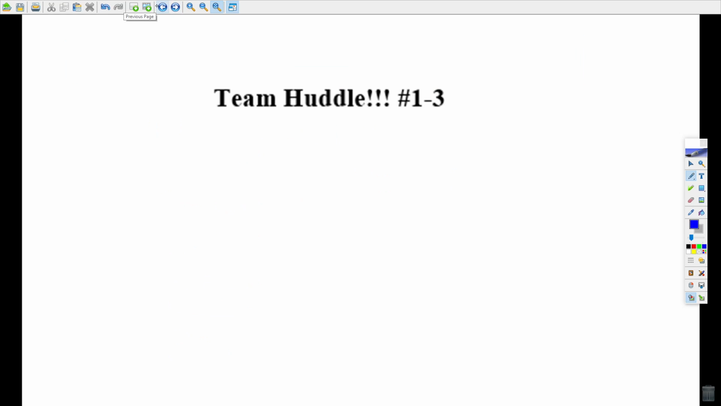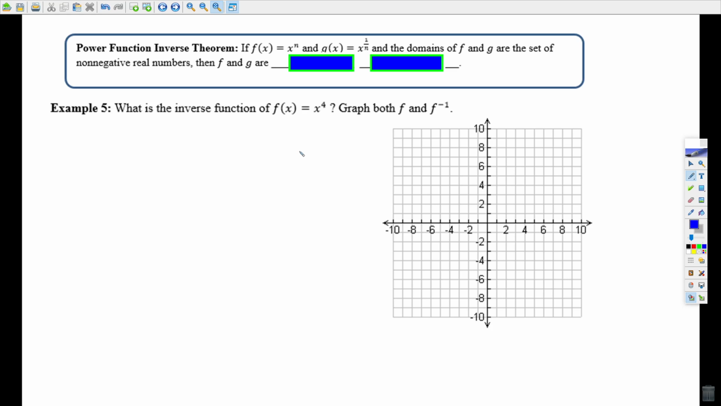All right, last example. Power function theorem. So in general, if you have f of x equals x to the n, and g of x is x to the 1 over n, the domains of f and g are the set of non-negative real numbers. So you've got to have positive ones only. Then you can say f and g are inverse functions of each other. So, for example, what is the inverse function of f of x equals x to the 4th?